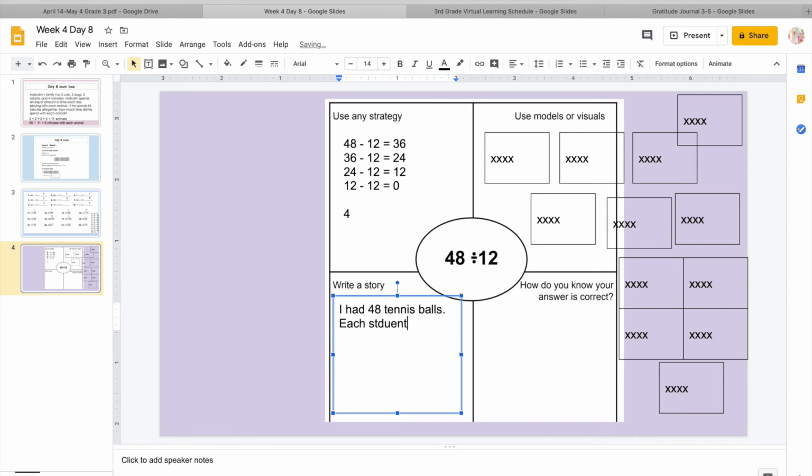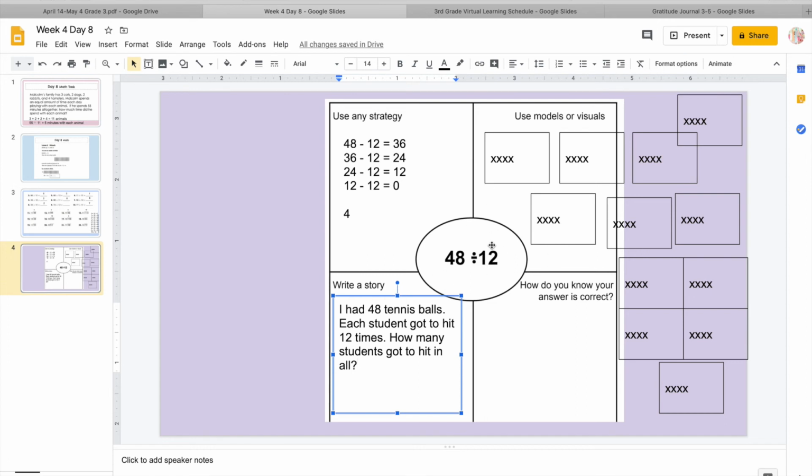Each student got to hit 12 times. How many students got to hit in all? So I had to decide. I had 48 tennis balls. Each one got to hit 12 times.